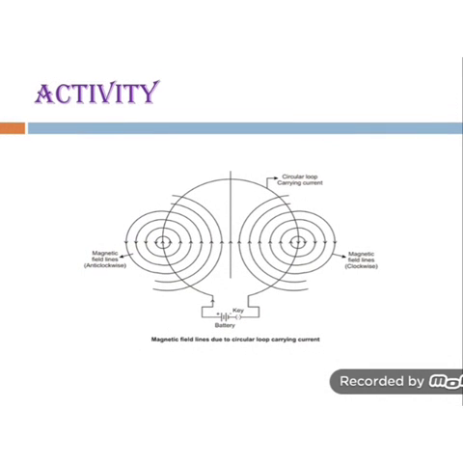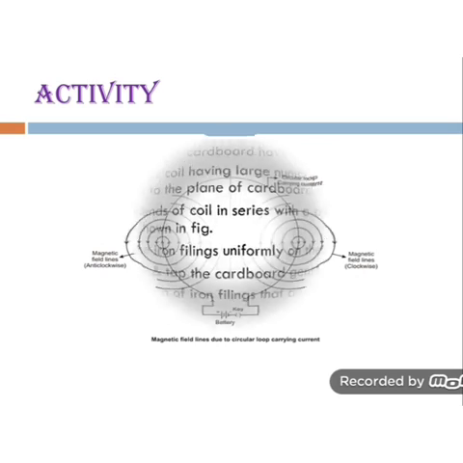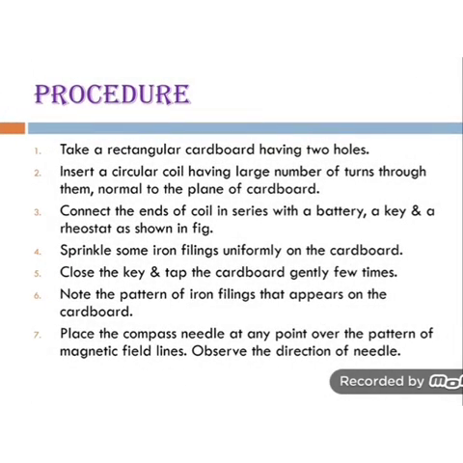This is the circuit diagram used to demonstrate the magnetic field lines through the circular coil when it carries the current. The procedure is as follows. Take a rectangular cardboard having two holes. Insert the circular coil having a large number of turns through these two holes, and the plane of the coil should be perpendicular to the cardboard. That is, the cardboard should be horizontal and the plane of the coil should be vertical.